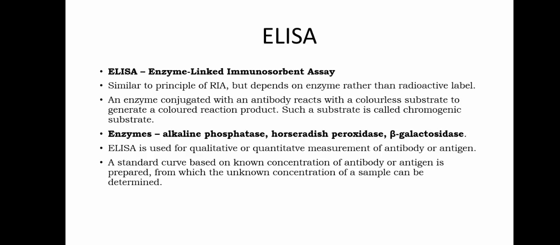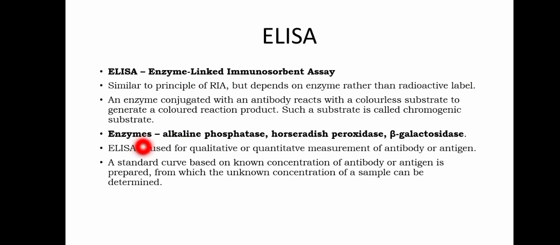The next technique is ELISA. ELISA is the enzyme-linked immunosorbent assay. The principle of ELISA is similar to that of the RIA. It depends upon an enzyme rather than a radioactive label. In this technique, the study mainly depends upon the chromogenic substrate. An enzyme conjugated with an antibody reacts with a colorless substrate to generate a colored reaction product. Such a substrate is called a chromogenic substrate.